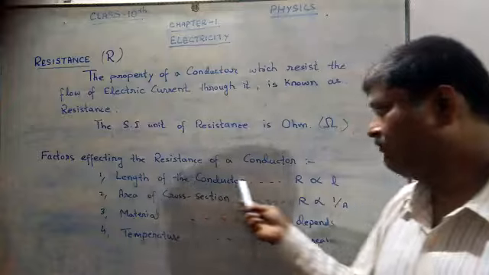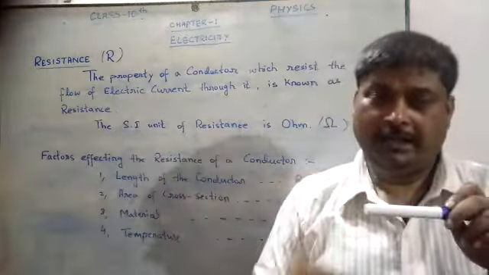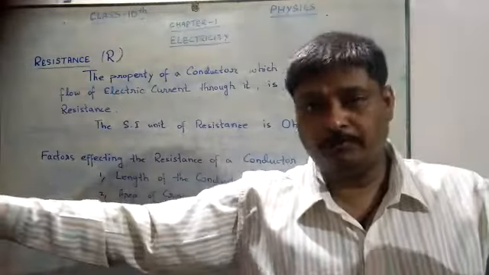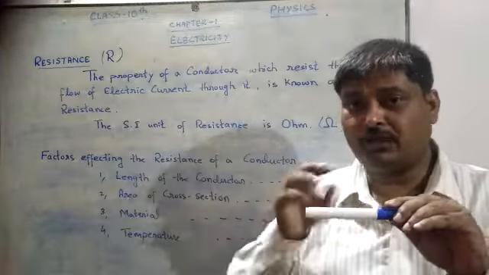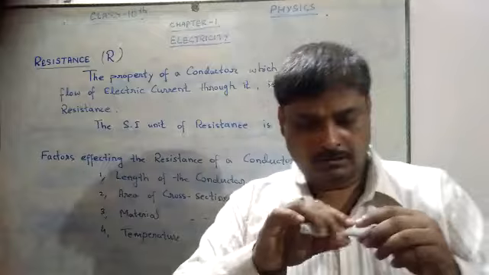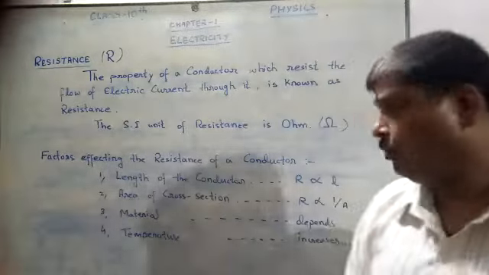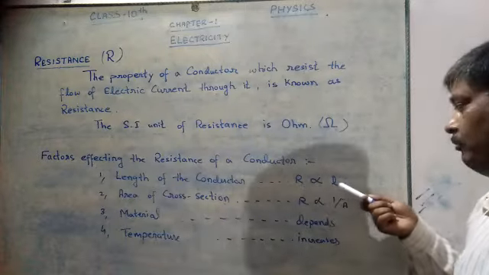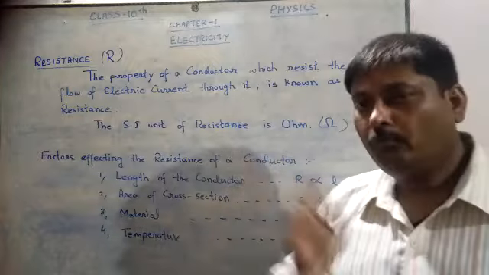First of all is length of the conductor. If the length of the wire is too long, there is more number of restriction. There is more number of atoms or ions the current will have to face. If the length is more, the total restriction is more. The total resistance is more. That is, resistance is directly proportional to length. If the length is more, the resistance will be more.